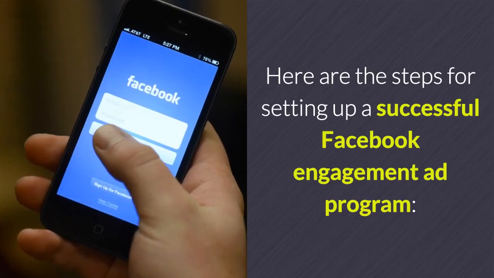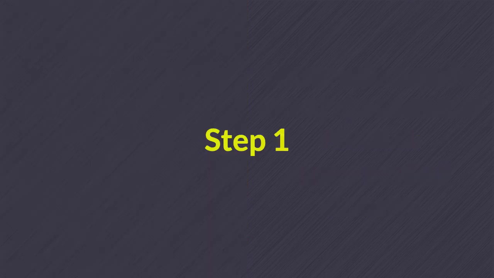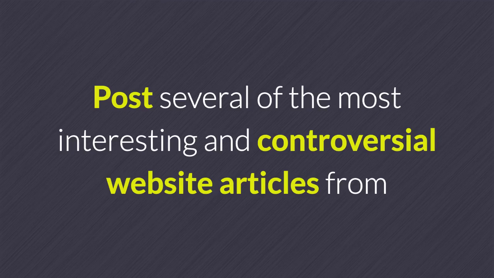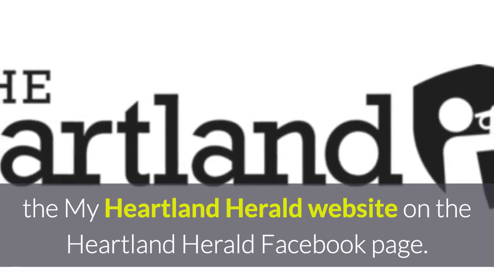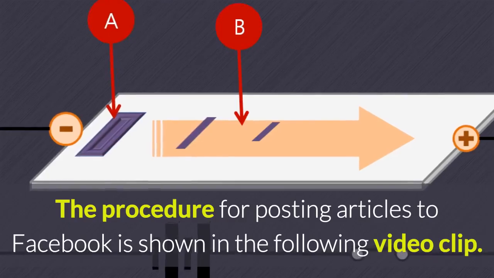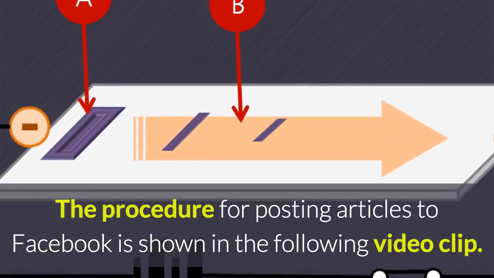Here are the steps for setting up a successful Facebook engagement ad program. Step 1. Post several of the most interesting and controversial website articles from the My Heartland Herald website on the Heartland Herald Facebook page. The procedure for posting articles to Facebook is shown in the following video clip.